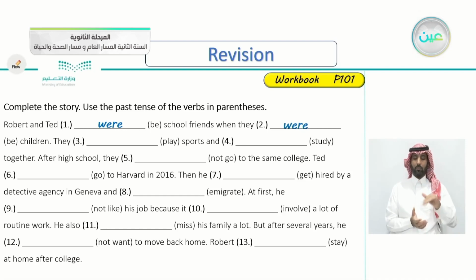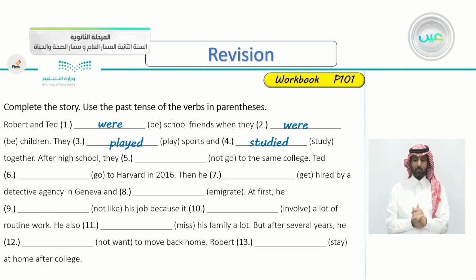They play sports and study together. They, and then the verb play. Very good. They played sports, and what about study? Yes, excellent, studied together. You can notice here the verb study ends with a Y. We removed the Y and replaced it with an I, then we added ED. So when a verb ends with a Y, we remove the Y and put IED, just like this example here, study, studied.